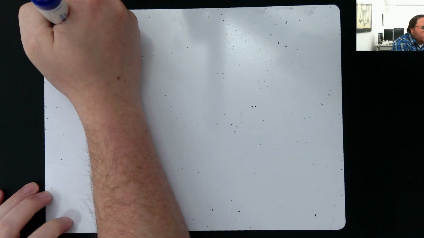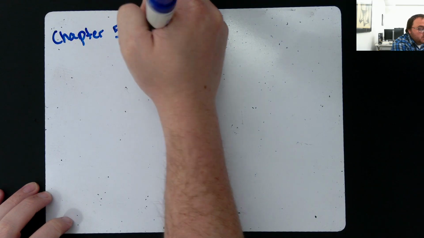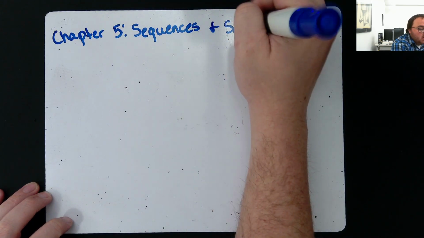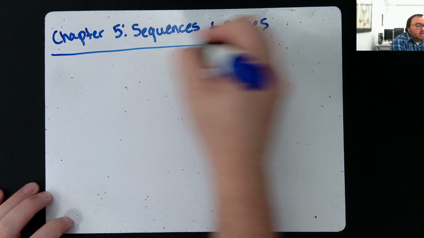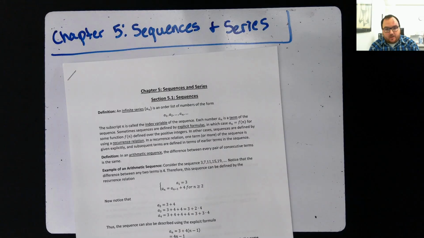All right, guys, it's now time to move on to chapter 5. Chapter 5 is going to be dealing with sequences and series. So we will be doing first sections 5.1 through 5.6 here. So, of course, we are starting with section 5.1. We are going to define what a sequence is.